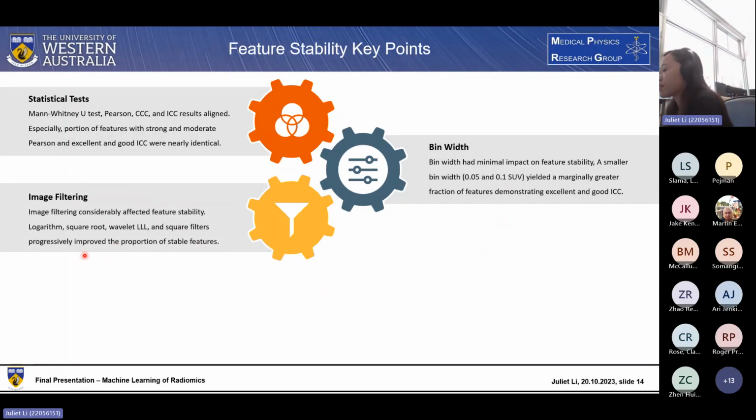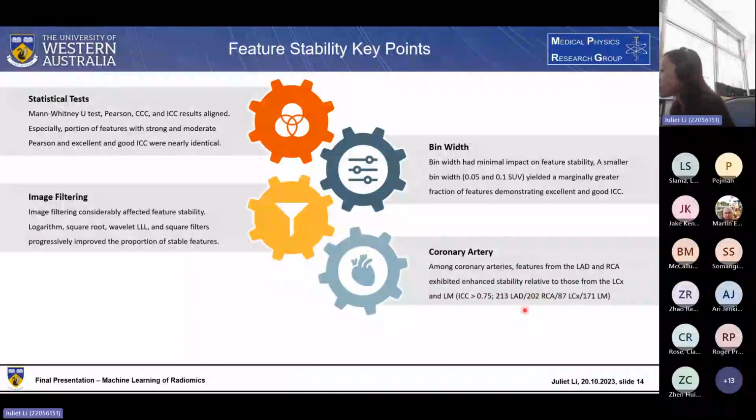So image filtering has affected the feature stability a lot more than bin width, and specifically the simpler filters, logarithm, square root, wavelet LLL filters, have progressively improved the proportions of stable features.